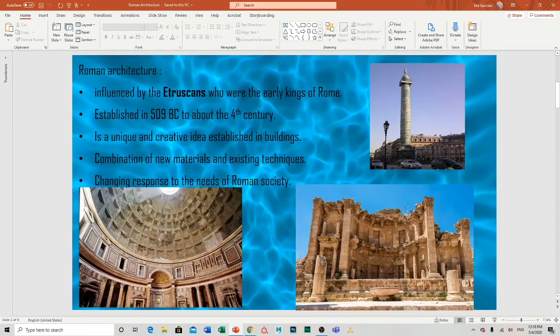So I'm going to start off with Roman architecture, which was influenced by the Etruscans, who were the early kings of Rome. This was established around 409 BC to about the 4th century. Now, Roman architecture is a unique and creative idea established in buildings to produce a new architectural structure. This Roman architecture was a combination of a newer material and existing techniques adapted for their construction. This innovation was a changing response to the needs of Roman society and would spread around the Roman world, making sure that those great edifices survive to the present day.